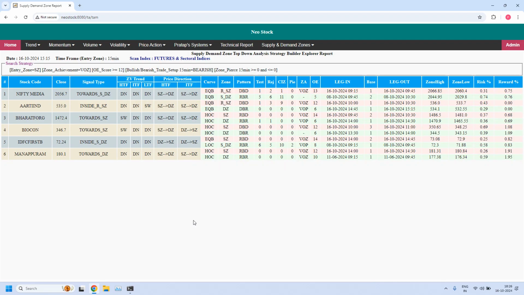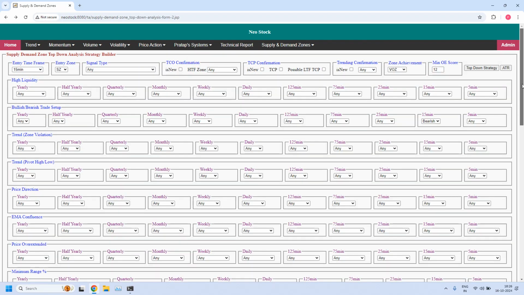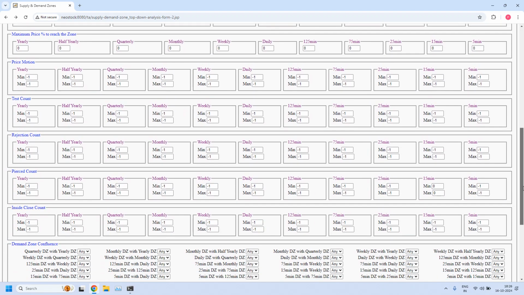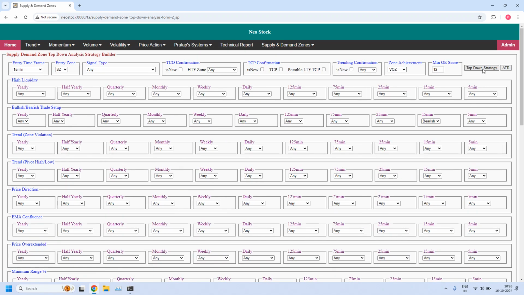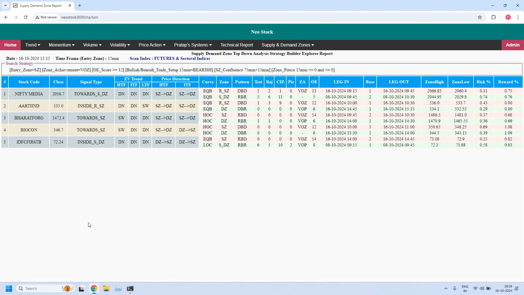Any of these stocks are having ITF confluence. That is 15 minute supply zone with 75 minute supply zone confluence. So in the supply zone confluence, I am enabling the filter 15 minute supply zone with 75 minute supply zone. So with this filter, we got 5 stocks. All these 5 stocks are currently supporting bearish trade setup for daily income trade, and also the entry time frame 15 minute supply zones are part of the 75 minute supply zone.